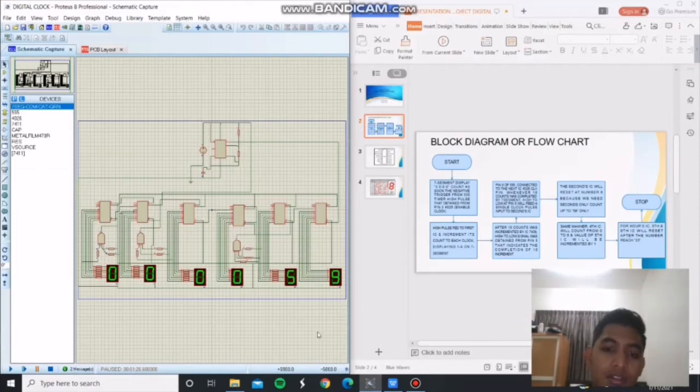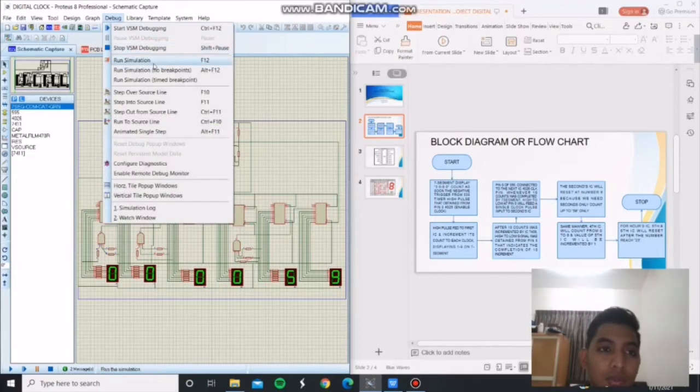What this means is our seconds IC will only display up to 59. It will never go above 59, because in a real world digital clock it will display only 59, not 60, and then go to 1 minute. So it will show 59 and then go to 1 minute at the minute IC. Let me show you.